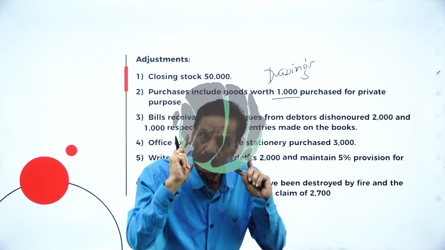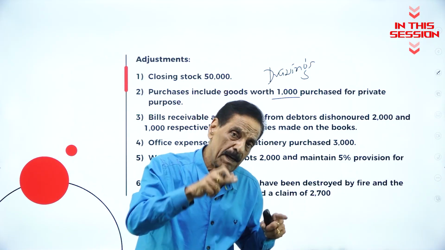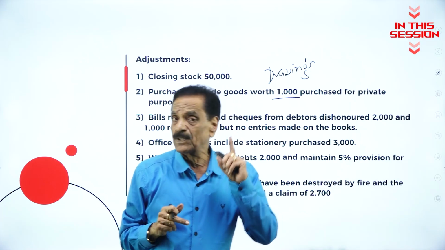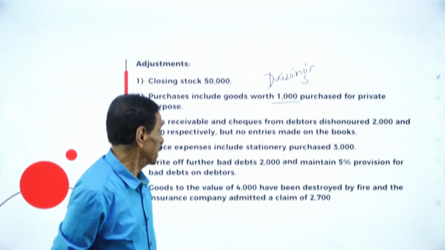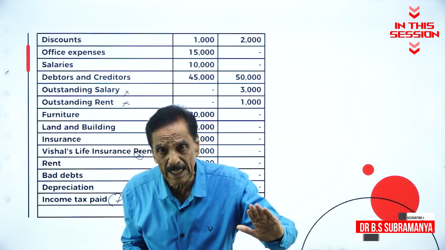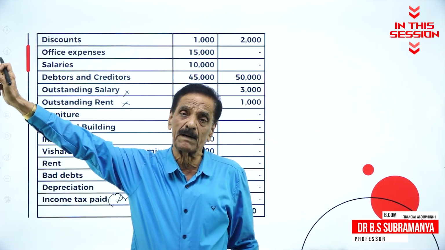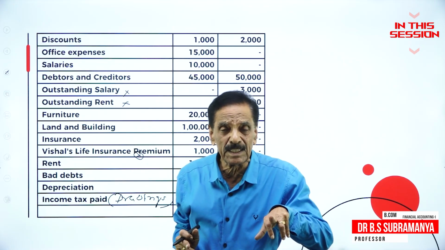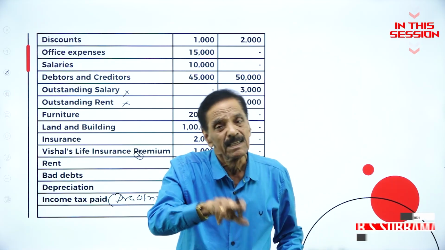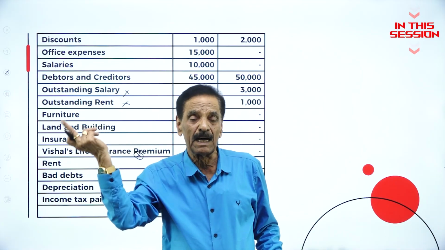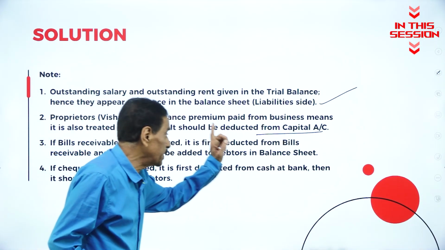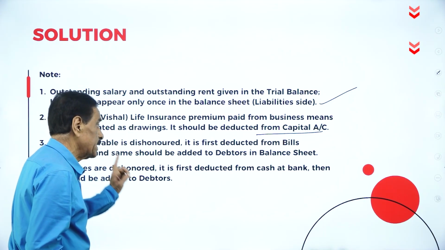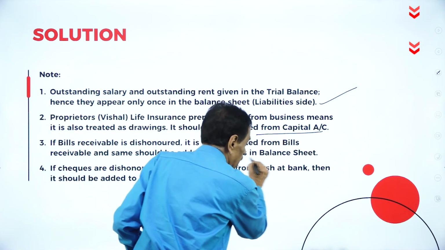If the BR is dishonored, deduct from BR, add to debtor. If the cheque is dishonored, deduct from cash at bank, add to debtor. Outstanding salary in the trial balance goes directly to the liability side of the balance sheet. If it is given in the adjustment, add to salary, then only it will come on the liability side of the balance sheet. If the BR is dishonored, it is first deducted from BR and the same should be added to debtor in the balance sheet.